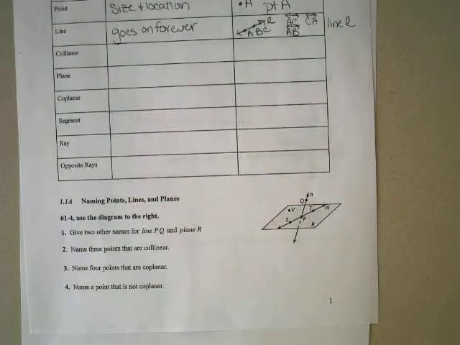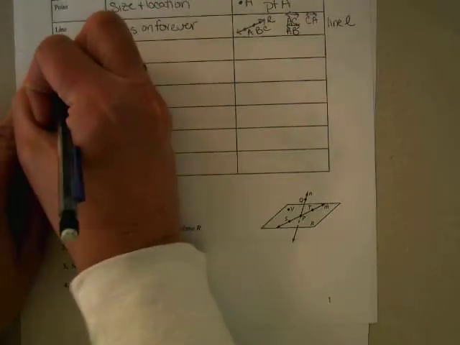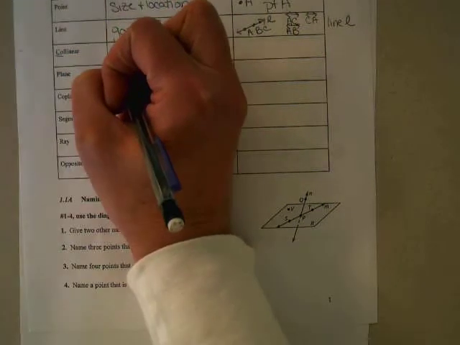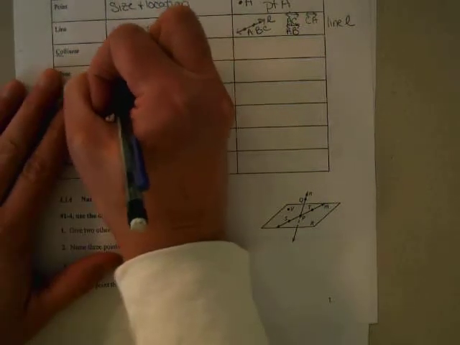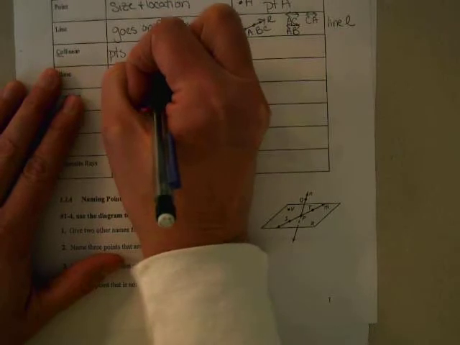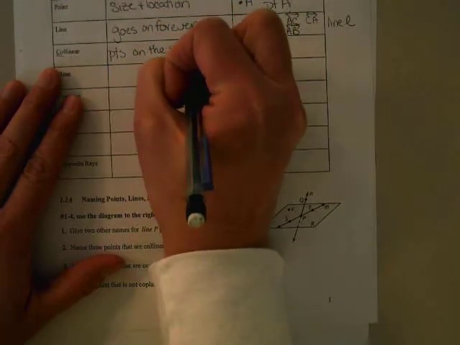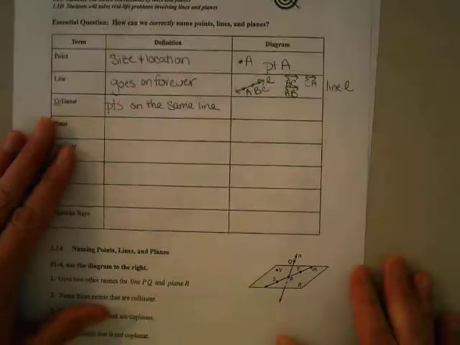All right, collinear. Co means same. So basically what they're asking you when you hear the word collinear is points on the same line. So points on the same line.